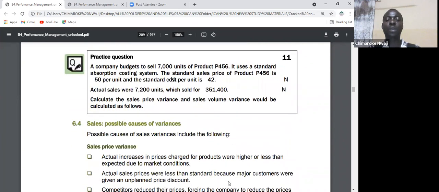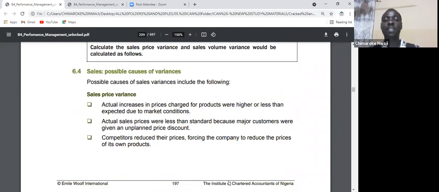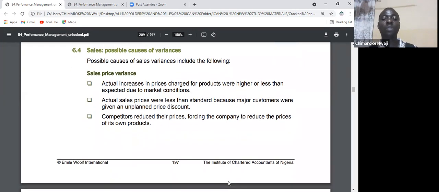All right, so what are some of the possible causes for these sales variances? Sales price variance could be caused by actual prices charged for products being lower or higher than expected due to market conditions. So if the cost of the products is higher or lower than what you anticipated because of market conditions, then your actual selling price will either be higher or lower than the standard. The cost of some items may be higher or lower, causing profits to reduce or increase, or your selling price may increase or reduce. Or sometimes competitors could reduce their price, which may force the company to reduce their own prices for their products.